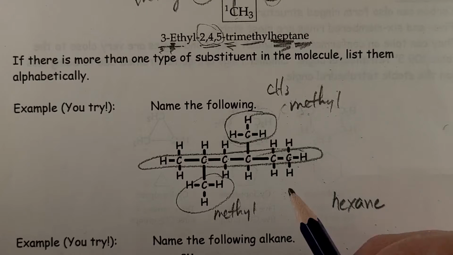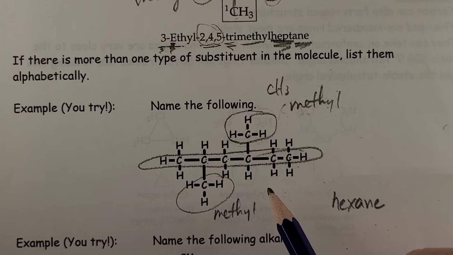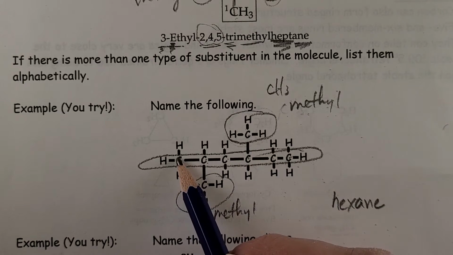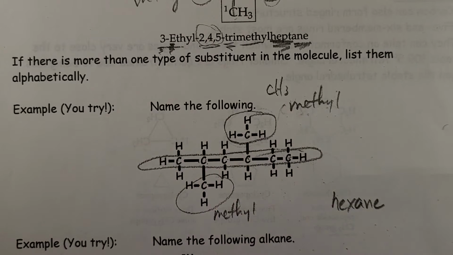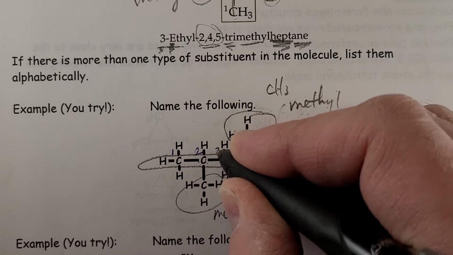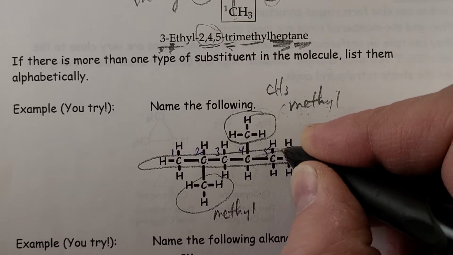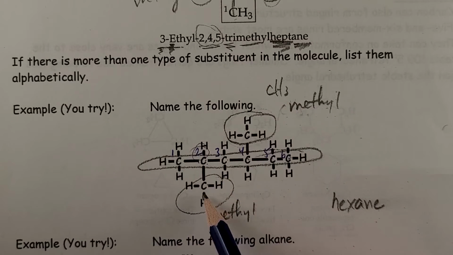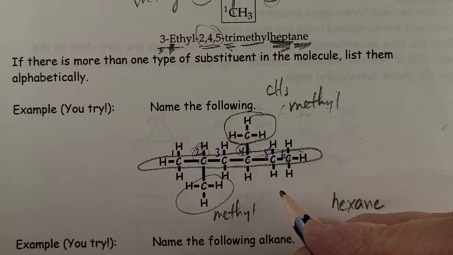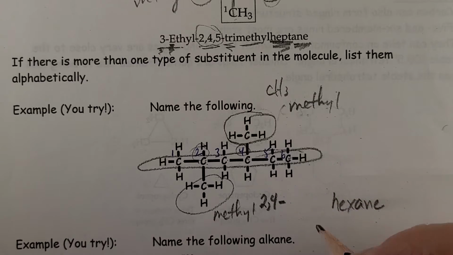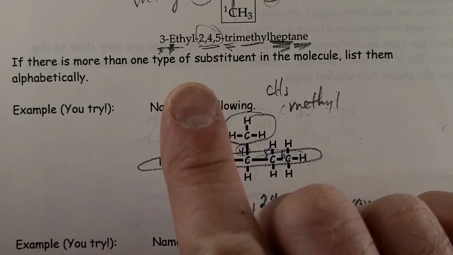So both methyls. Now we have to number it so that we get to the methyl group the soonest. So 1, 2, 3 is my first methyl, whereas over here, 1, 2 is my first methyl. So we would number it from this way. So 1, 2, 3, 4, 5, 6. Okay. So we numbered from here. So at position 2 there's a methyl, and position 4 there's a methyl. So 2, 4.